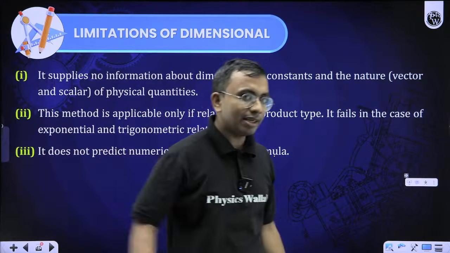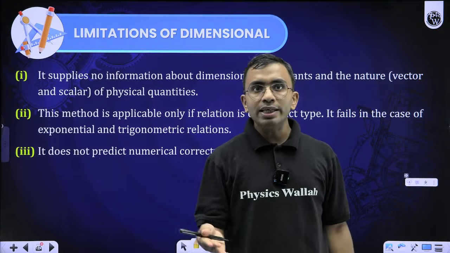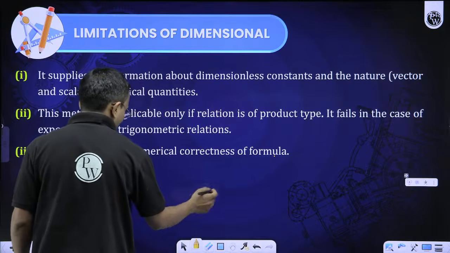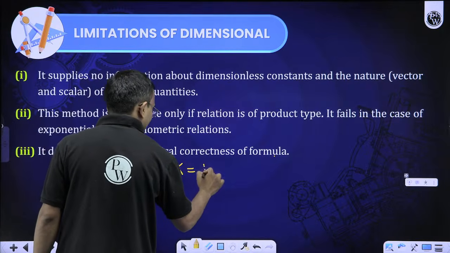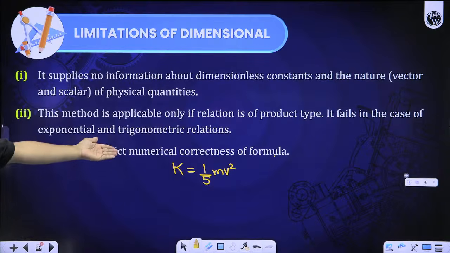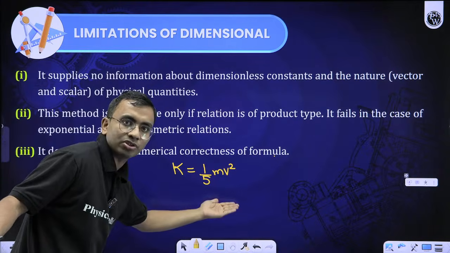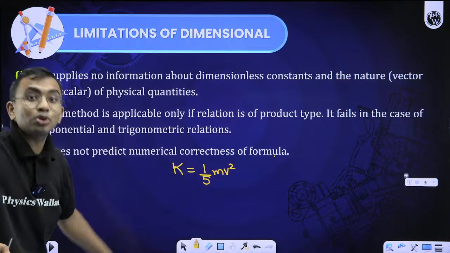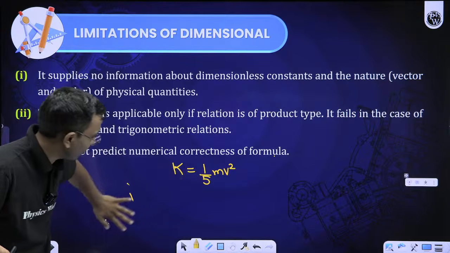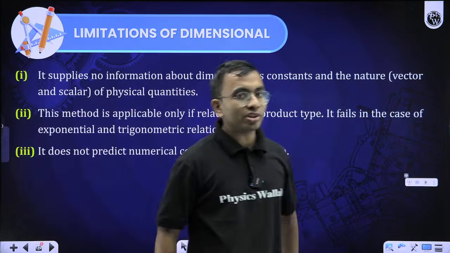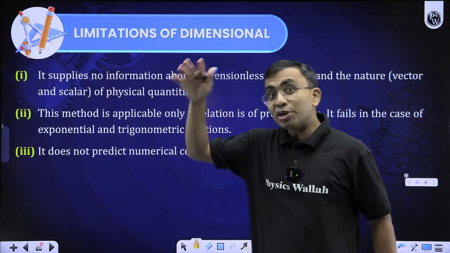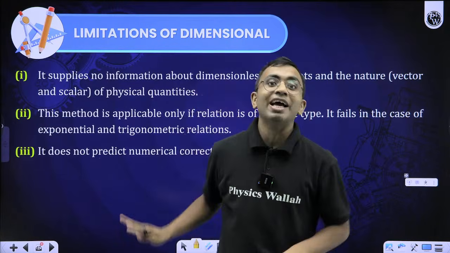The final thing: a formula which is dimensionally correct may not be physically correct. Like if I give you the same example, kinetic energy is equal to 1 by 5 into mv square, and I ask you whether this is dimensionally correct, you will say yes. But is this correct? No, it is not correct, because it has to be 2 here instead of 5. So a formula which is dimensionally correct may not be physically correct. But if something is dimensionally incorrect, physically it has to be incorrect.